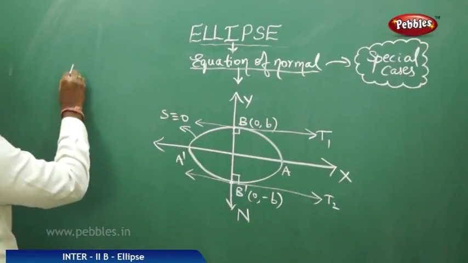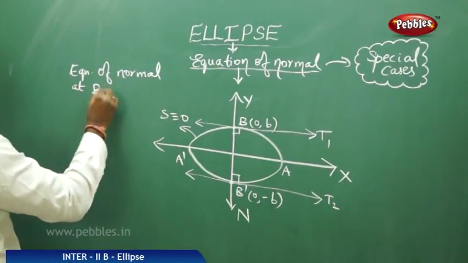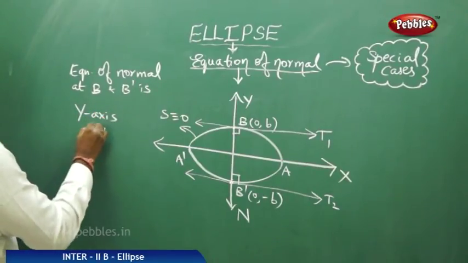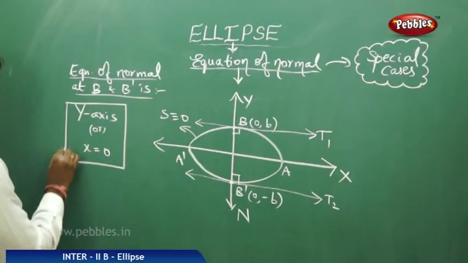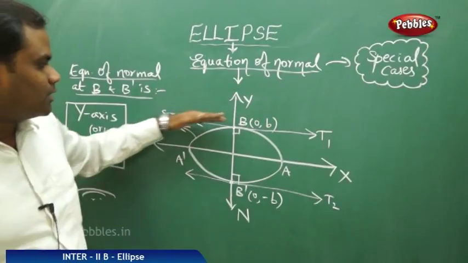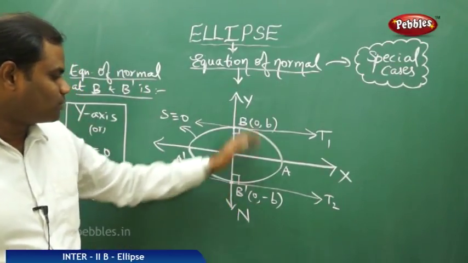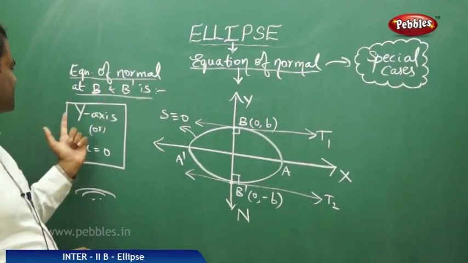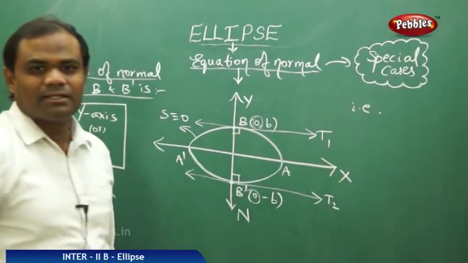Therefore, the special case is that the equation of normal at B and B dash is the y axis, or x equal to 0. That is how we identify the special case. As can be clearly seen, a tangent drawn is perpendicular to the line passing through B, which is nothing but the y axis. Similar is the case with B dash, where a line passing through B dash and perpendicular to the tangent is the normal. That is, whenever the x coordinate is 0, I get my normal as the y axis.